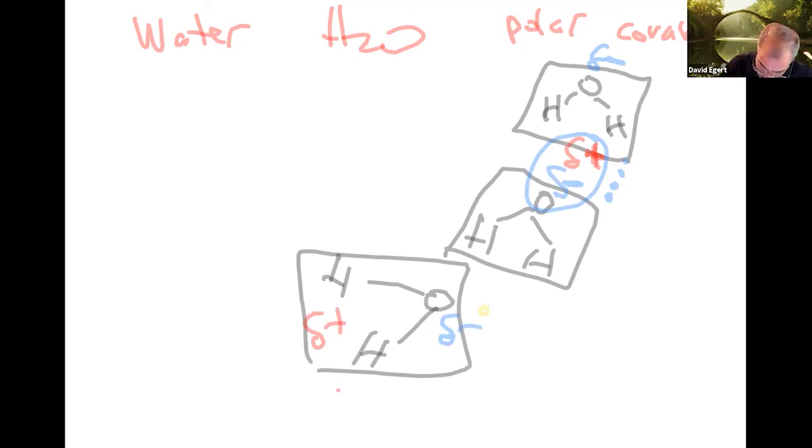And again, I'm drawing kind of a dotted line now instead of a solid line, because this is not a kind of chemical bond like the covalent bond. This is just an electrical attraction. So this electrical attraction is what we call a hydrogen bond.